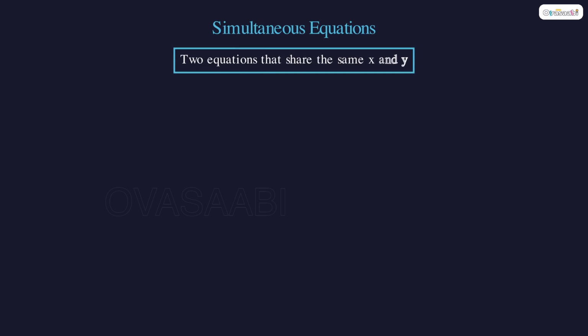Simultaneous equations are two or more equations that share the same unknown values. Solving them means finding the x and y that make both equations true at the same time.